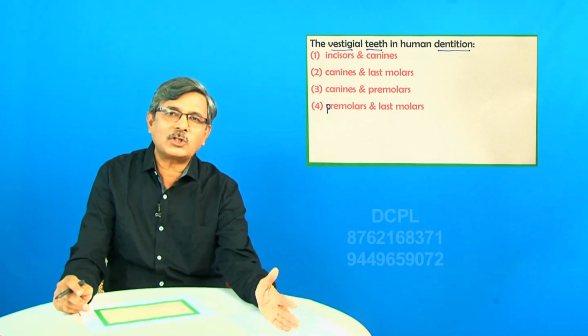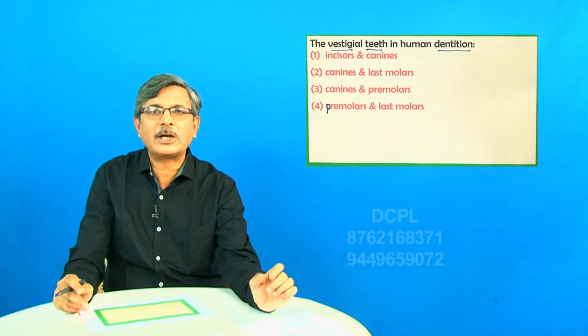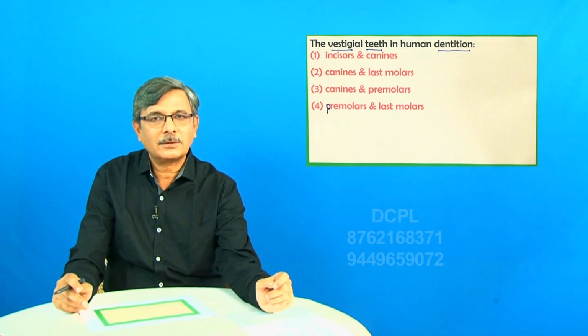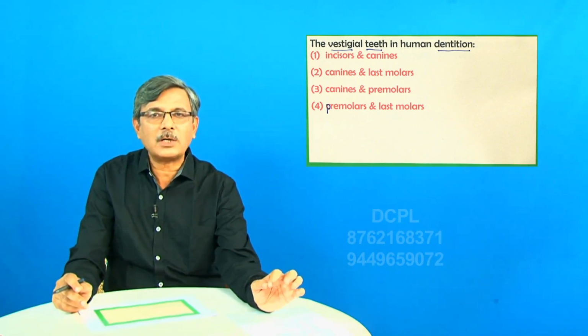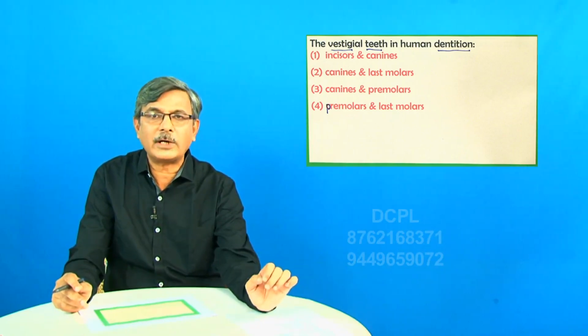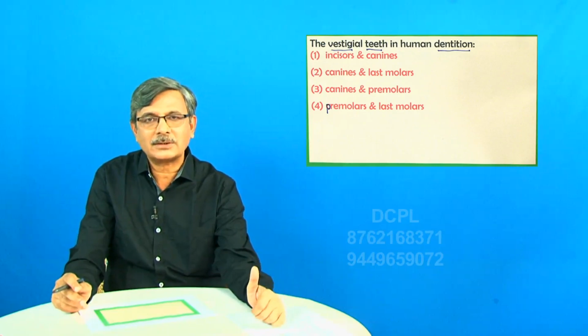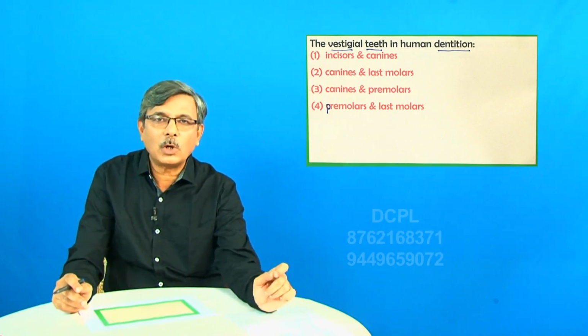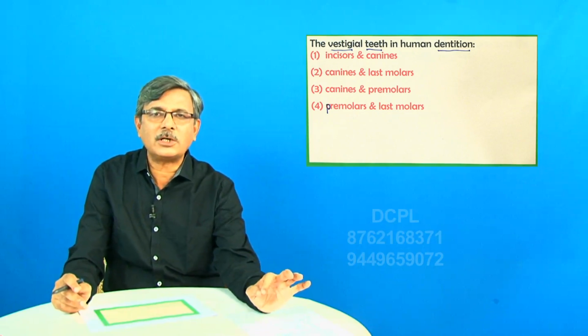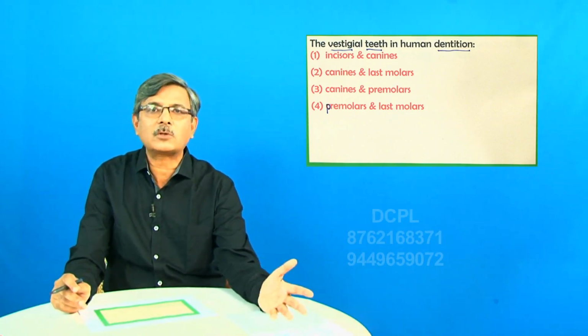When you talk about human dentition, we use the word heterodont dentition. What do we mean by heterodont dentition? The dentition where we come across different types of teeth based on structure and function. In human dentition, we know there are 4 different types of teeth. Incisors, that is cutting teeth. Canines, tearing teeth. Premolars and molars, grinding teeth. I told you that these are structurally and functionally different. Either they must be structurally different or functionally different or both.